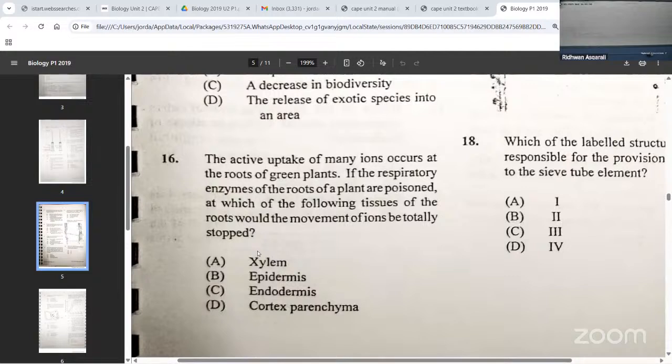Endodermis, right? So this one, the easiest thing to do is use elimination. Xylem and the cortex parenchyma have nothing to do with respiration. The xylem is for water transport. The cortex parenchyma also allows water to pass through it, right? To eventually reach the Casparian strip and then go up the xylem. So it's between the epidermis and the endodermis. Remember, the epidermis is the outermost layer. Again, nothing to do with respiration, right? Respiratory enzymes would most likely be found in the endodermis. If it's affecting respiration, it would affect the endodermis. Okay, so 16 would be C.